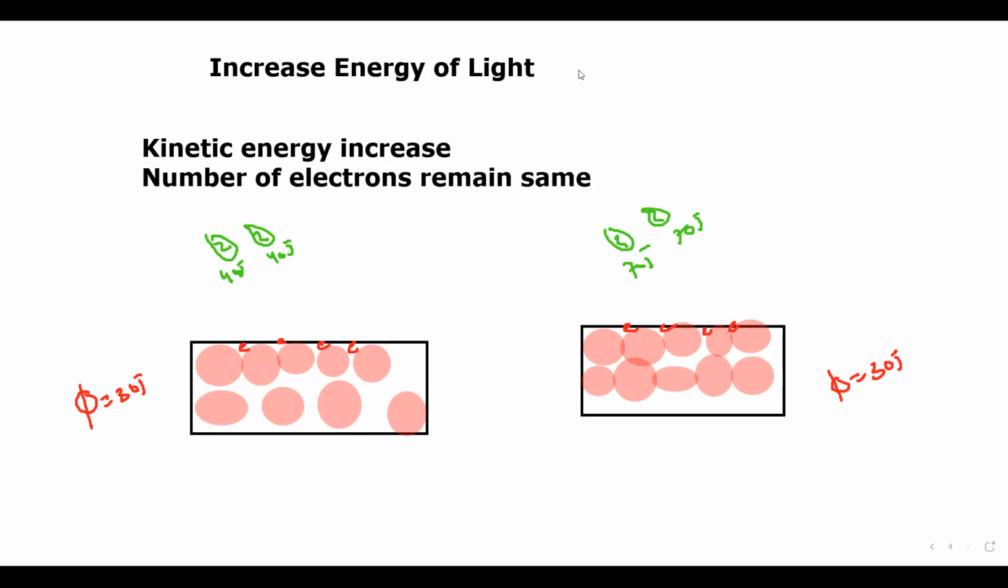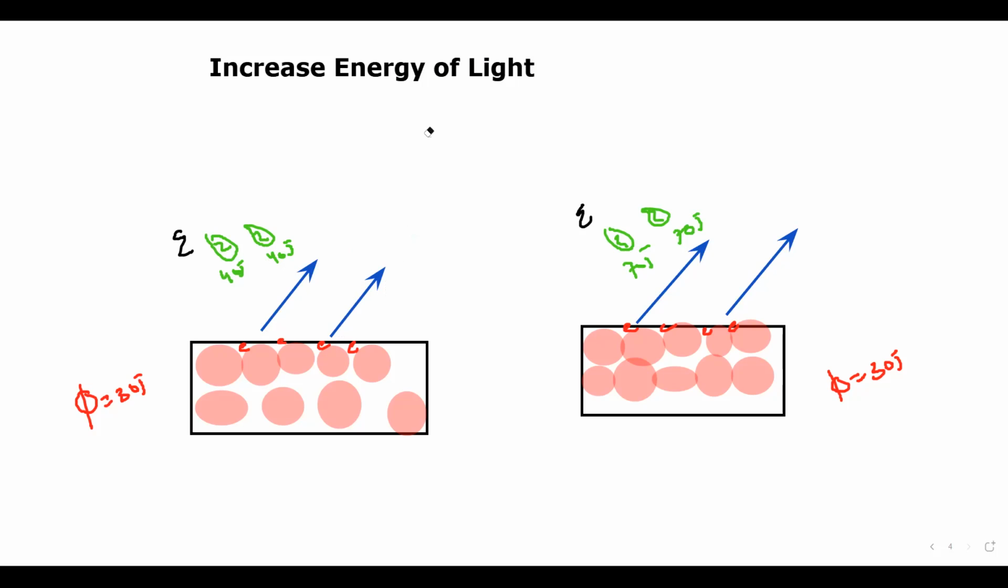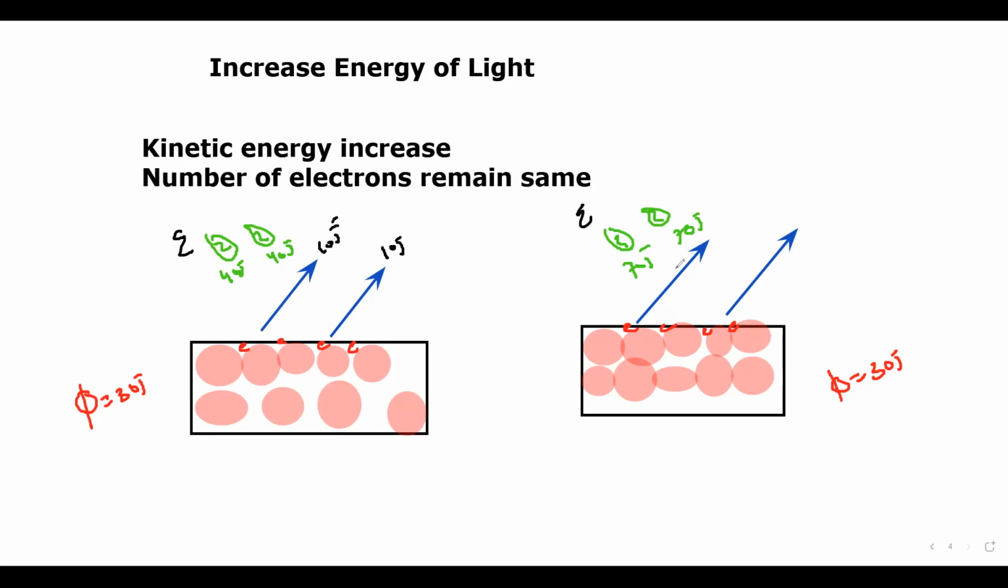Because there are two photons, how many electrons will be emitted? If two photons are there, only two electrons will come out, because one electron absorbs one photon at a time. So two electrons will come out, but the speed at which these electrons come out will be different. If the energy of the incident photon is 40 and the work function is 30, that will be 10 and 10. So each will have 10 joule, and when 70 and 70, each will have 40 joules of kinetic energy. So increasing the energy of the photon will increase the speed at which the electrons come out, but not the number of electrons.